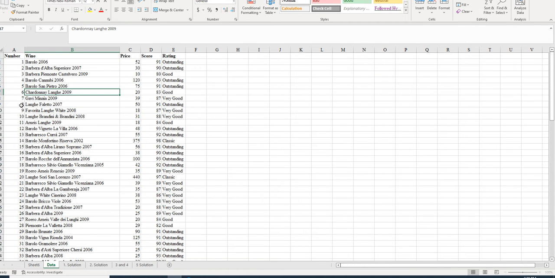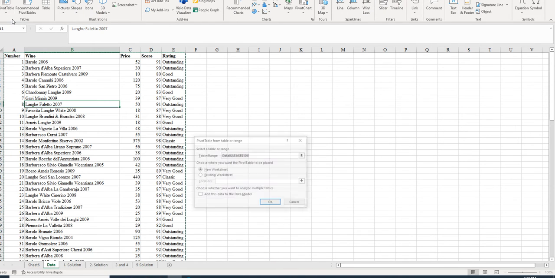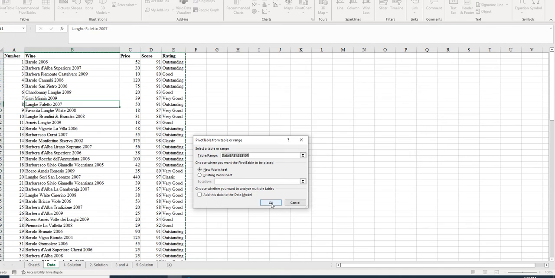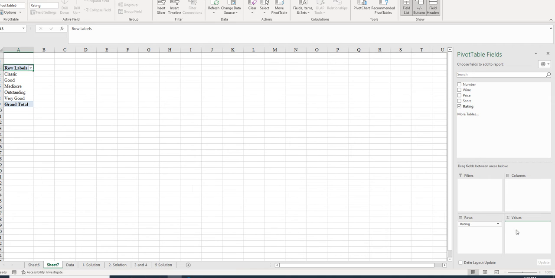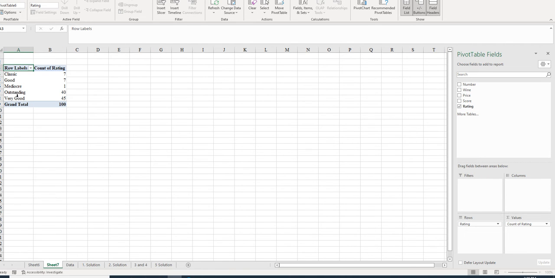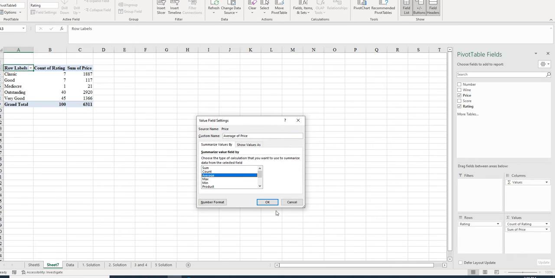Alright, so for doing that, we will be using pivot tables. I will make a pivot table out of the data. So now we have a pivot table. Let me take rating, and rating count is taken. Now you can see that the ratings used in the data set are mentioned here, and the number of times they are present is also available here. Now let me take price, and this should be taken as average, as it was asked to take average price. So I am taking average price.